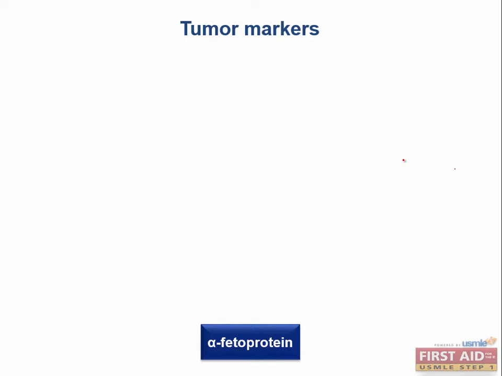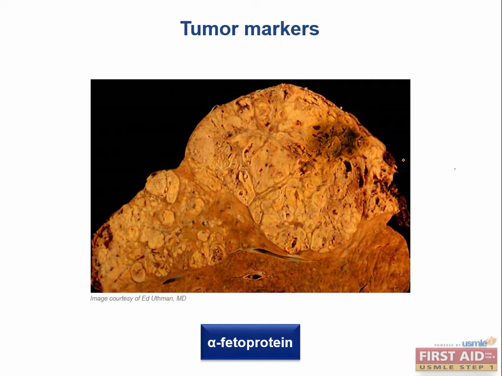Alpha-fetoprotein. What about that one? Well, do you know where it's normally synthesized? The fetus, right? That's why it says feto, but it can be seen with hepatocellular carcinoma, and germ cell tumors of the testes and ovaries.